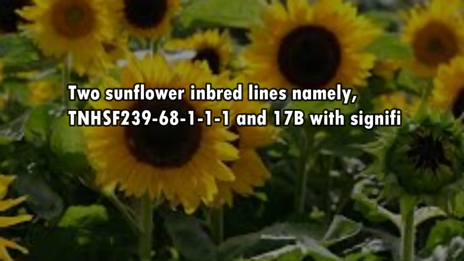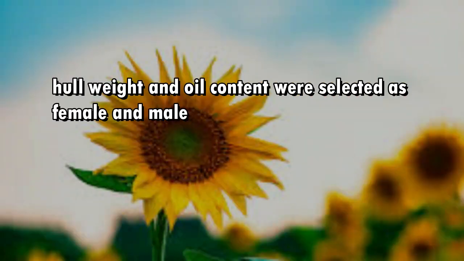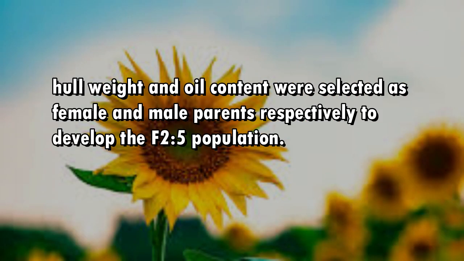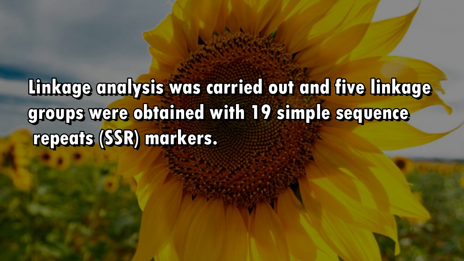Two sunflower inbred lines, namely TNHSF 239-68-1-1-1 and 17B, with significant differences for various traits, namely stripe on seed surface, seed color, hull weight, and oil content, were selected as female and male parents respectively to develop the F2:5 population. Linkage analysis was carried out and 5 linkage groups were obtained with 19 simple sequence repeats, SSR markers.